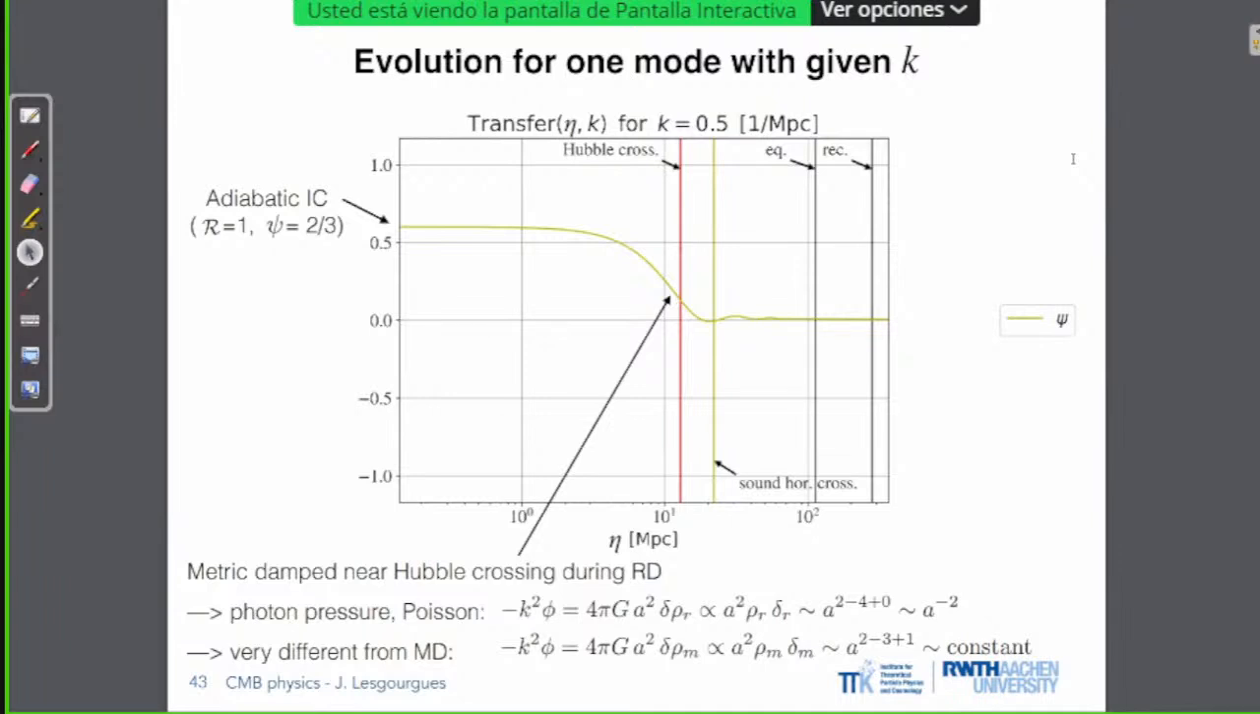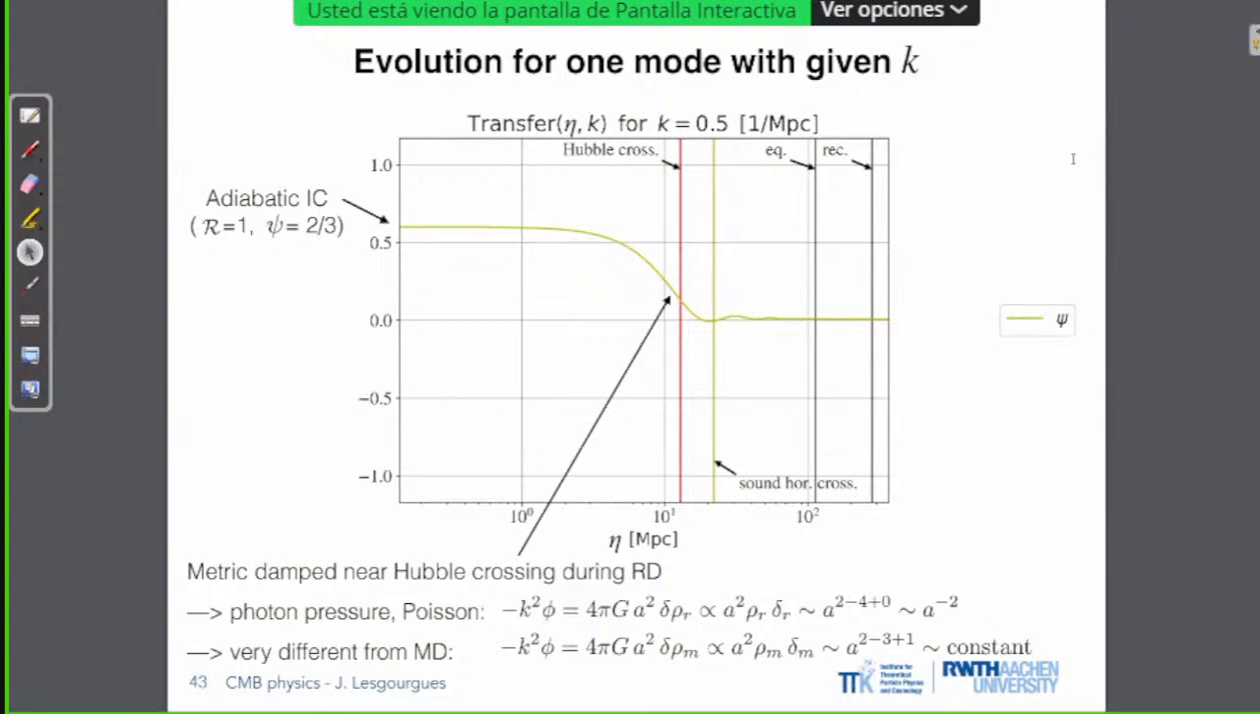But for each mode, you have a time of Hubble crossing, the time at which the mode enters into the Hubble radius, when k is of the order of aH, or k eta is of order 1. And of course, this time depends on the value of k. You have modes that enter the Hubble radius during radiation domination, and then the red line is before the black line. You have modes entering during matter domination, and then the red line is on the right of the black line. And I've chosen here a mode crossing during radiation domination. So the red line is on the left, is here.